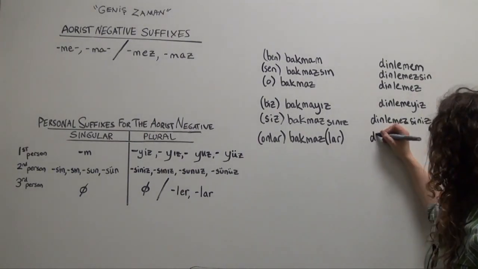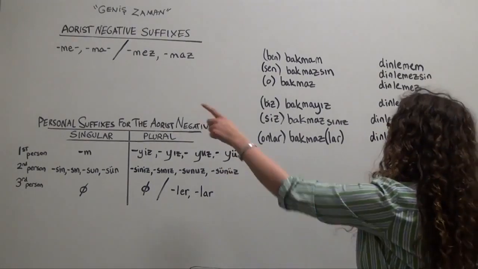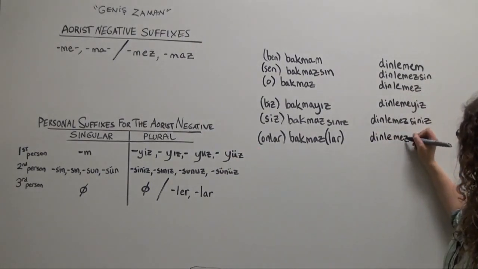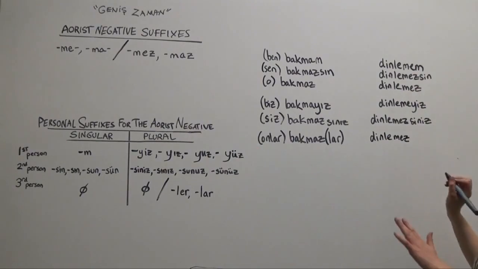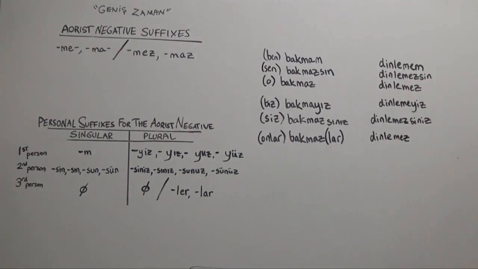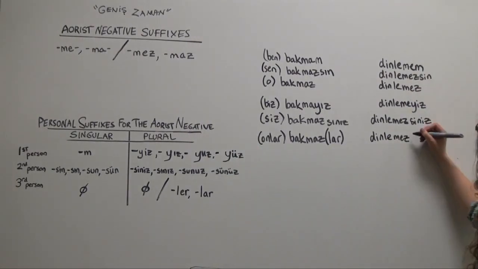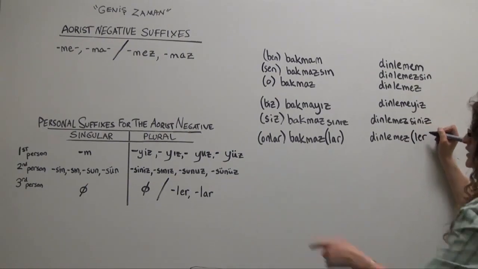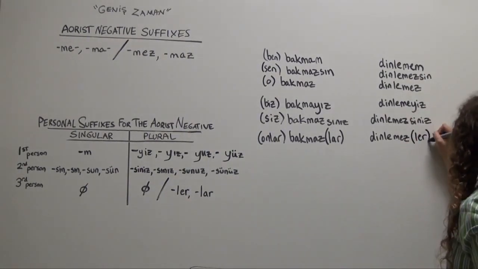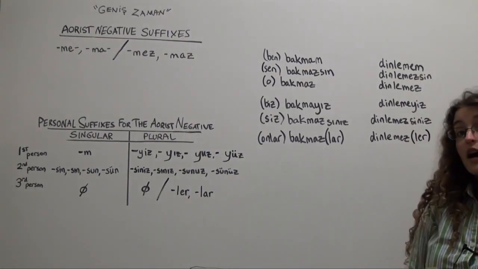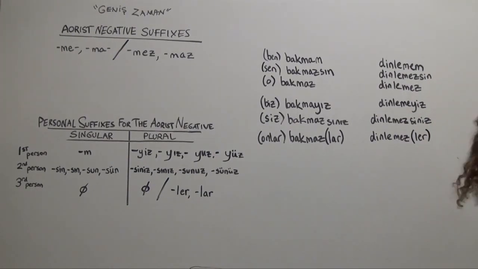Finally, onlar dinlemez. And we can stop there, that's correct. Onlar dinlemez, they don't listen. Or onlar dinlemez, optional, ler. We can add the plural suffix according to the rules of two-way vowel harmony if we are so inclined.